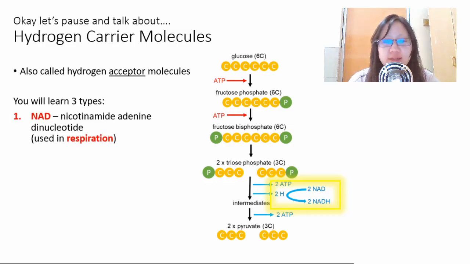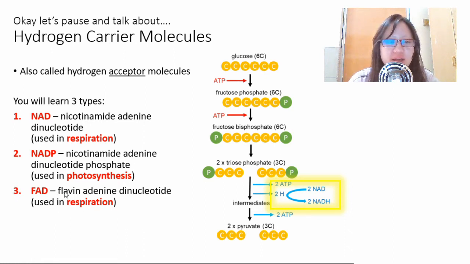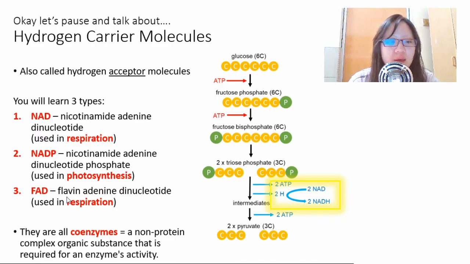You'll learn NAD, which stands for, brace yourselves, nicotinamide adenine dinucleotide, which is used in respiration, NADP, which is very similar to NAD except there's a phosphate behind, and this is used in photosynthesis, which we will cover next chapter. And number 3 is FAD, which is also used in respiration, and it stands for flavin adenine dinucleotide. We will see FAD very soon in the same video. Now, they are all coenzymes, which means they are not made out of protein, and they are required for the enzyme's activity.